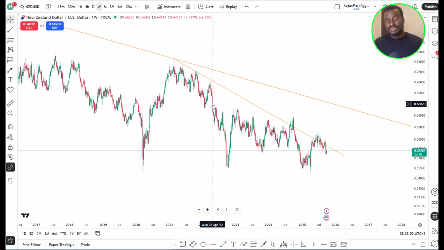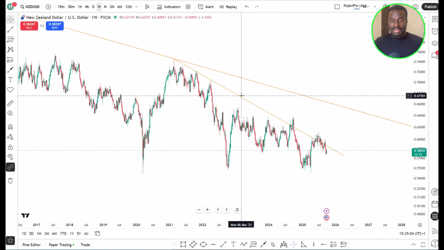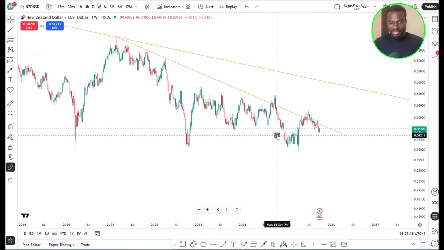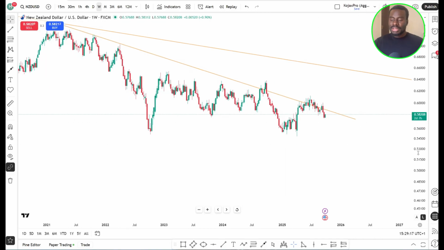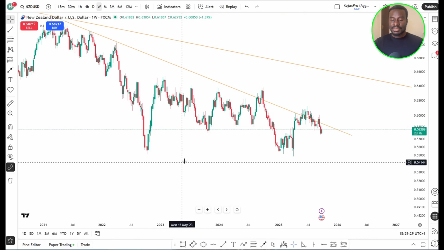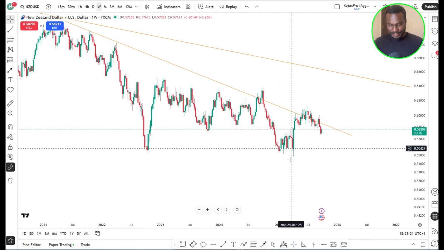Now, structure hasn't changed for NZDUSD, and here in the weekly time frame, I'm actually seeing something that looks like a chart pattern. Now, not many traders are going to be able to spot this. On the weekly time frame, all you need to do is to look out for two things. Is there any chart pattern, or have you drawn your key levels? I usually draw my key levels on the weekly time frame. So in this case, I'm seeing what looks like a chart pattern.